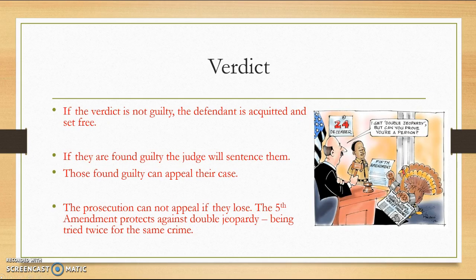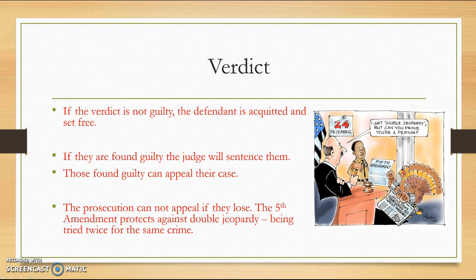If the verdict is not guilty, then the defendant is acquitted and set free. On the other hand, though, if they're found guilty, the judge will then sentence them. Those found guilty can always appeal their case. But if the prosecution is not happy, they cannot appeal if they lose. The Fifth Amendment protects us against double jeopardy, being tried twice for the same crime.